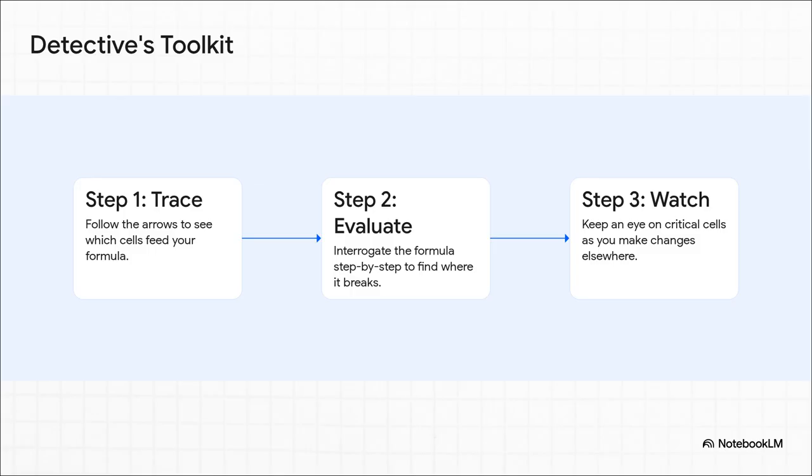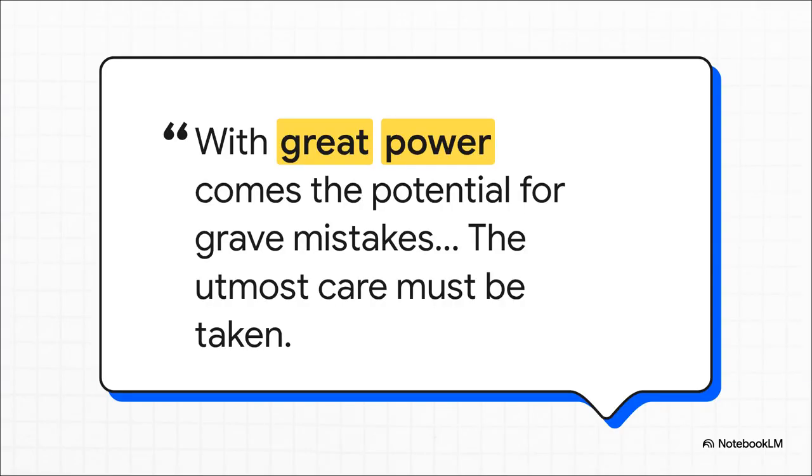First, you trace precedents. You follow the blue arrows, the trail of evidence, to see which cells are feeding into your bad formula. Next, you evaluate formula. You basically interrogate it step by step to see exactly where it goes wrong. And the whole time, you can use the watch window to keep an eye on a critical cell while you make changes somewhere else. It's like having a suspect under surveillance.